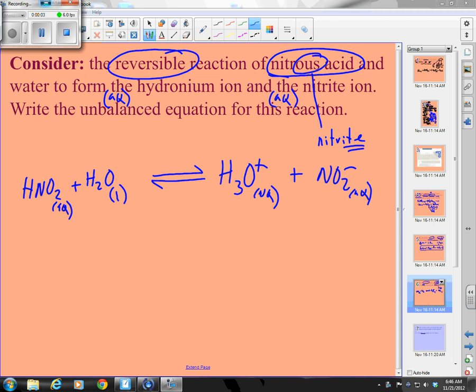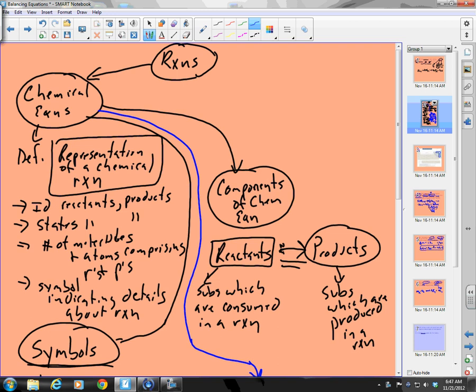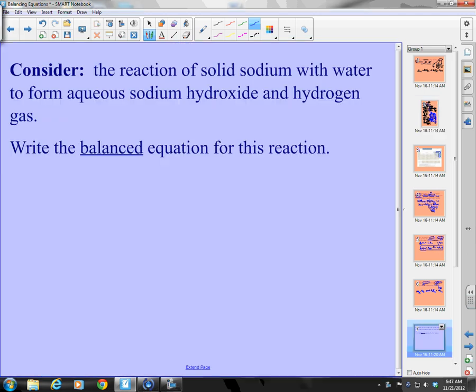Well, here we go again. And we are in the middle of our Unit 6 discussion. Last time we talked about just general equations, right? We said, hey, an equation is a representation of a chemical reaction, and we talked about the symbols, the components, and we also talked about our diatomic molecules. Now, let us move on.